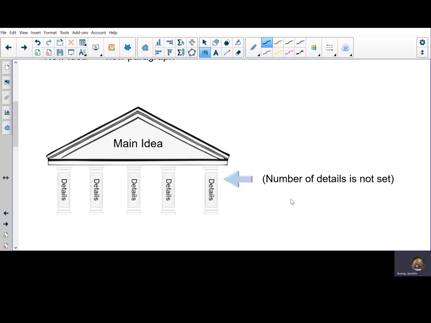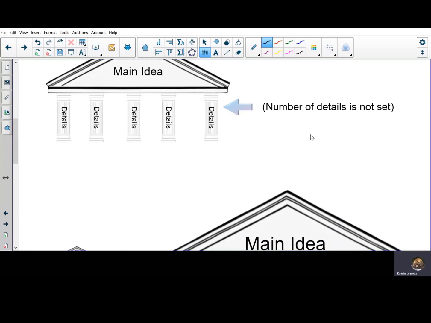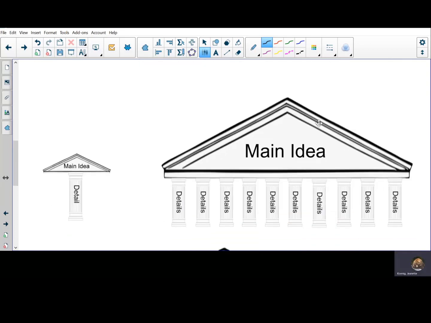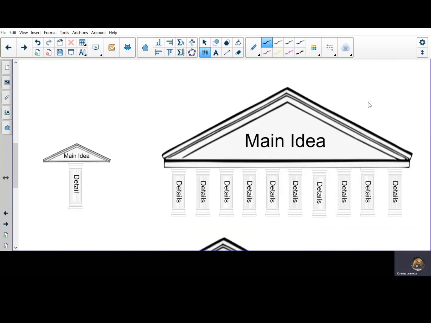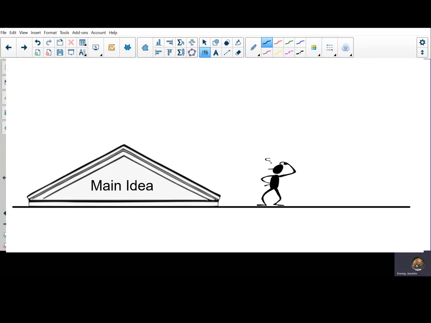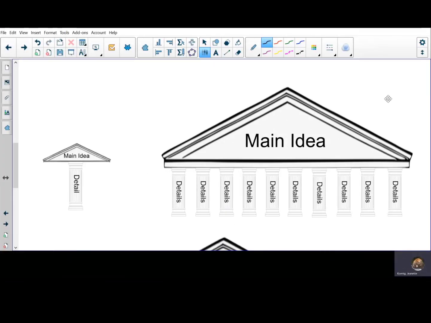Now a big idea is going to need a lot of columns, whereas a little idea might only need one column or detail. Could it ever be 0? It could, but it would really just be like this structure with no columns to support it. You'd get a slab just sitting on the ground, which can happen, but don't let it happen very often. Usually, if the idea doesn't need any supporting details, it's probably just not even big enough to be mentioned.